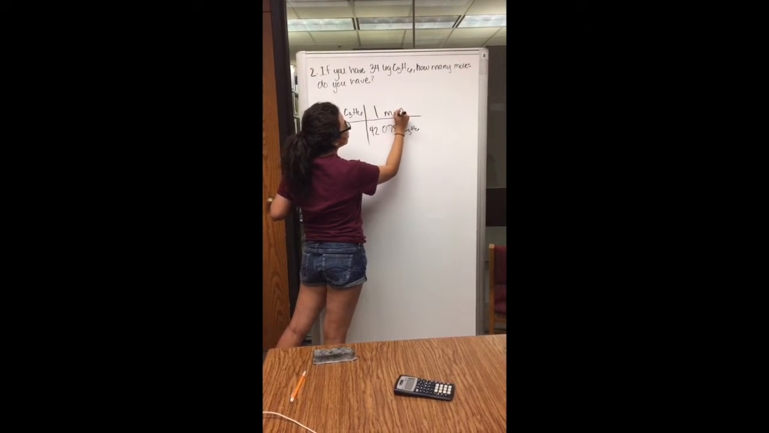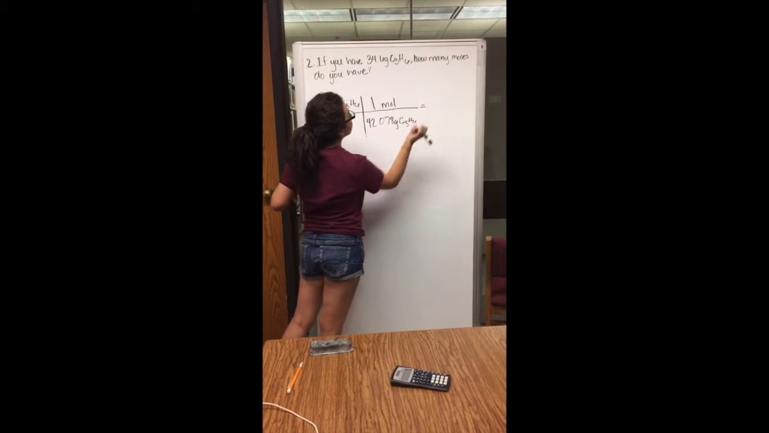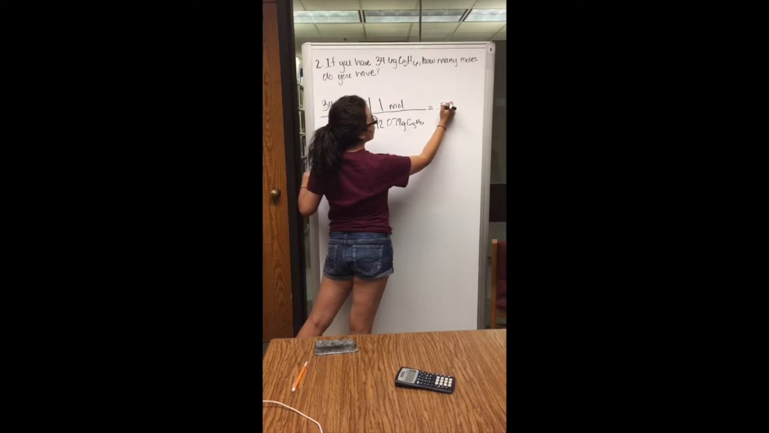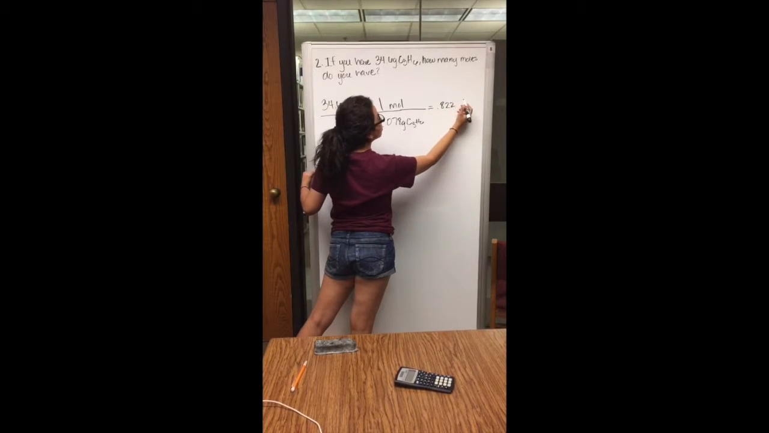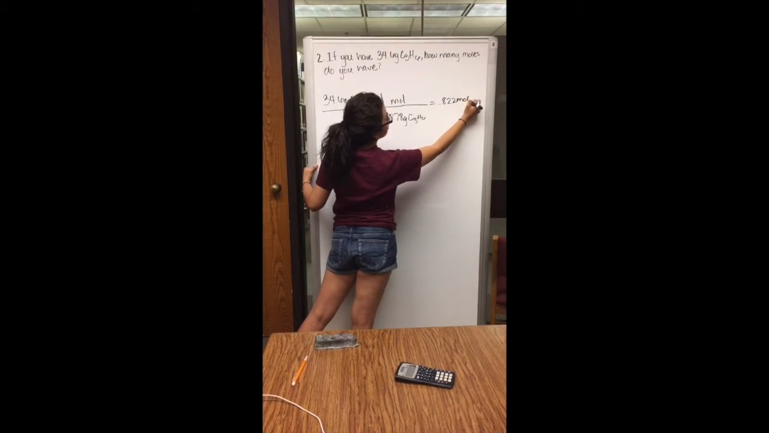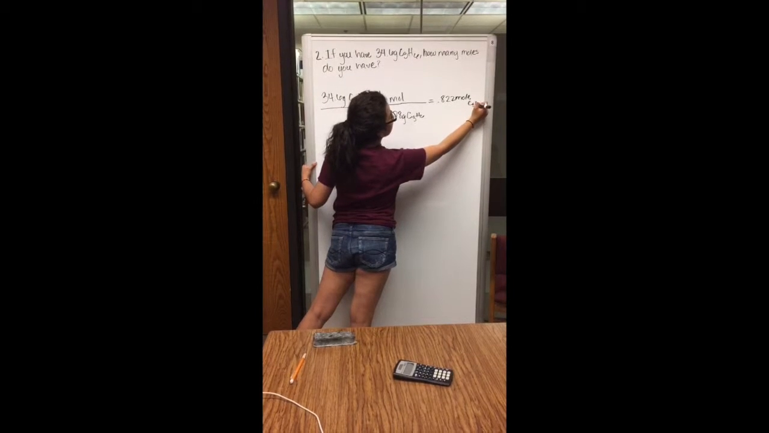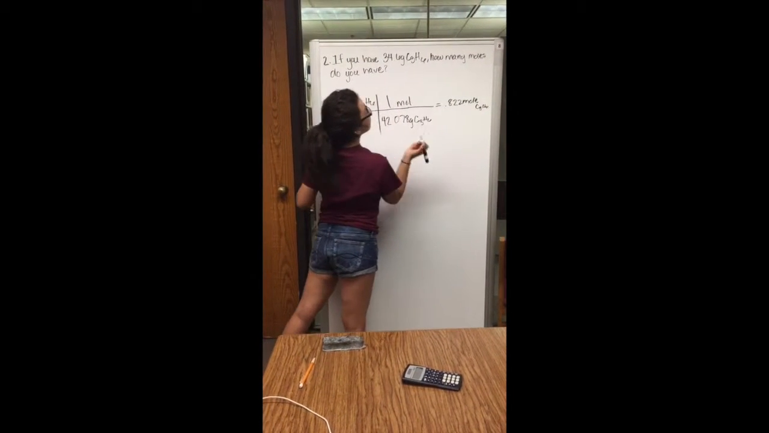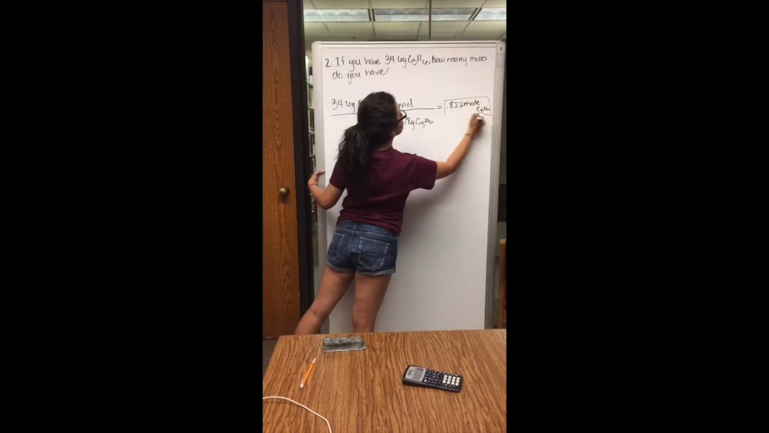which is 1 mole. All you do is divide, which would give you 0.822 moles of C3H6, and that's about it. So that would be your answer.